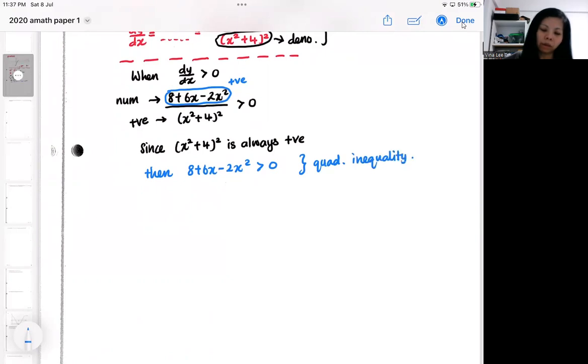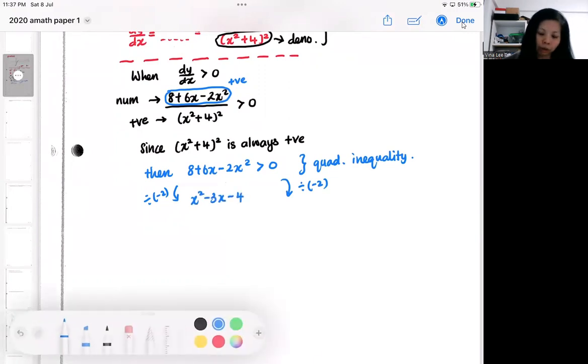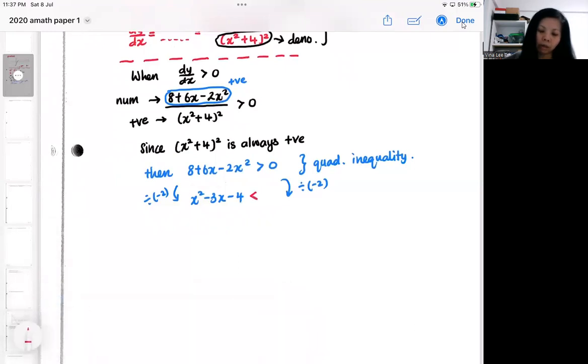If you look at this quadratic, it's a negative quadratic. If you are like me, I don't like to deal with negative quadratic functions, so you can divide both sides by -2. Usually I prefer to divide both sides by -2. The possible careless mistake is that students might forget to reverse the sign when you divide by a negative number. So do remember to reverse the sign. Then you do your factorization.